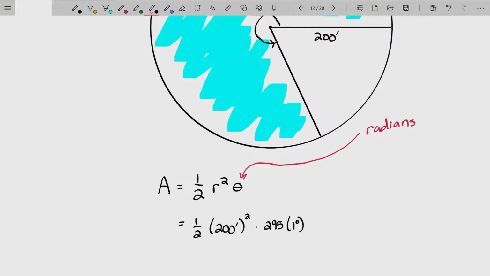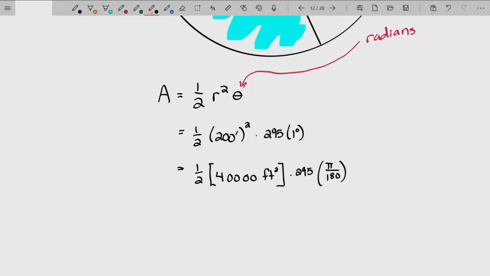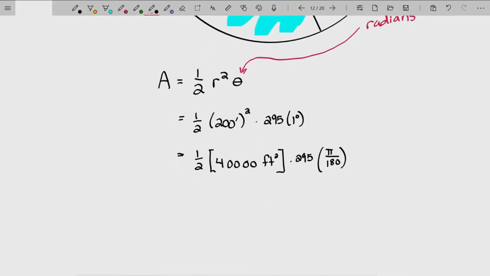I'll just write it as 295 times 1 degree, and I'll do my conversion. So 1/2 of 200 squared is 4 with 4 zeros. And by the way, that's square feet, because you squared the feet as well. So that's 40,000 square feet. And then 295 times 1 degree, and 1 degree is pi over 180 radians. Now, obviously, I'm going to grab a calculator here, but maybe not so obviously, because some instructors want you, myself included, to write this as a fraction in exact form.